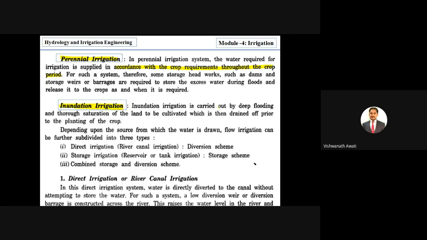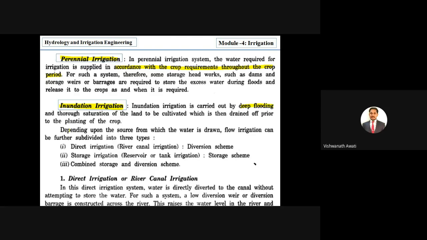Inundation irrigation is carried out by deep flooding throughout the saturation of the land to be cultivated, which is then drained off prior to the planting of the crop. So here water is made to inundate the agriculture land, and whenever water is not required, it is drained away from that area, right. That is what inundation irrigation is. These are the two types of flow irrigation.